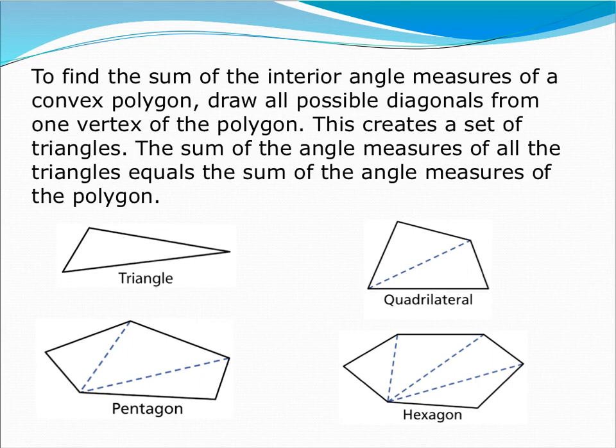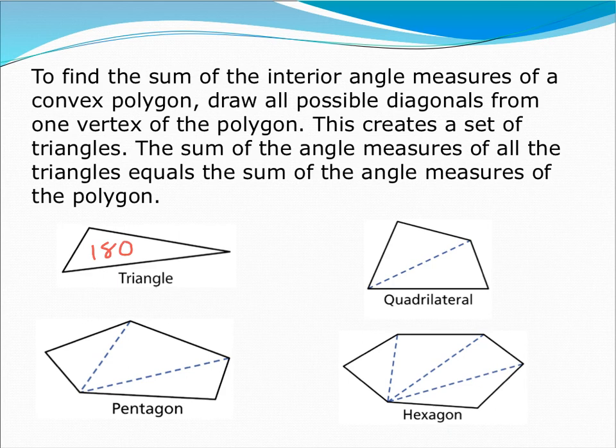So to find the sum of the interior angle measures of a convex polygon, we draw all possible diagonals from one vertex of the polygon. This creates a set of triangles. The sum of the angle measures of all of the triangles equals the sum of the angle measures of the polygon. So here we have a triangle. How many degrees is in a triangle? All 3 angles add up to what? 180.